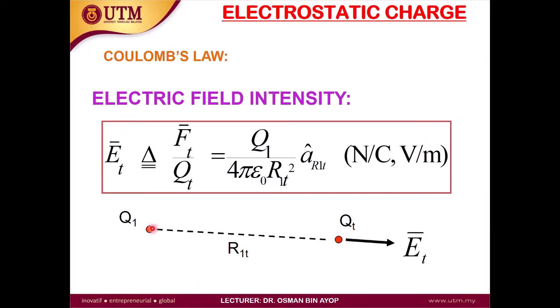So let's say you have a positive charge Q1 here, so the direction of the E field is going out. So the Et is going out like this. So this is the distance between Q1 and Q2. Normally the R12 is a vector. This is a unit vector. So the unit vector is basically the vector R12 divided by its magnitude.